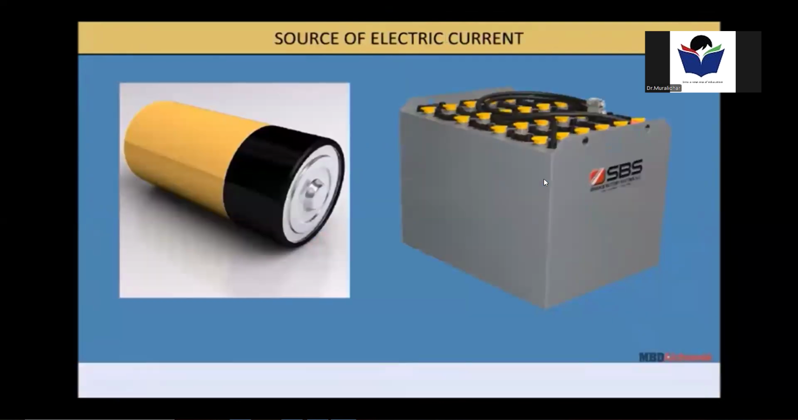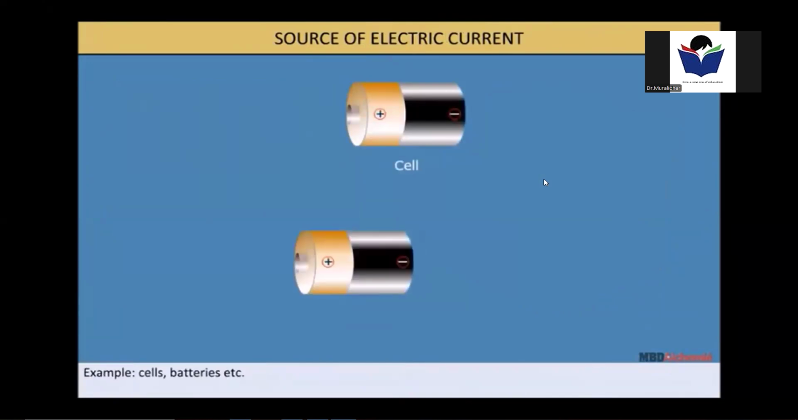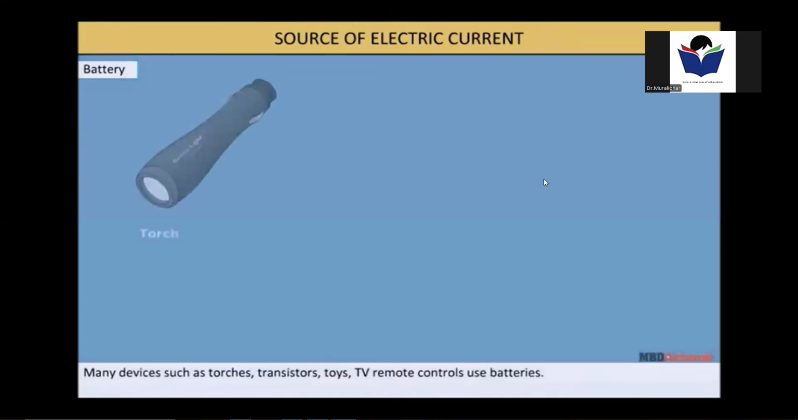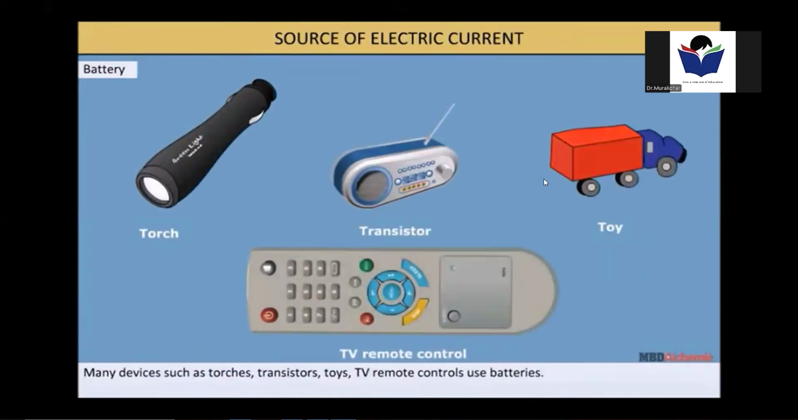Source of electric current. A device that produces an electric current is called a source of electric current. Example, cells, batteries, etc. Battery. When two or more cells are used to draw an electric current, the combination of cells is called a battery. In a battery, the positive terminal of one cell is connected to the negative terminal of the next cell. Many devices such as torches, transistors, toys, TV remote controls use batteries.